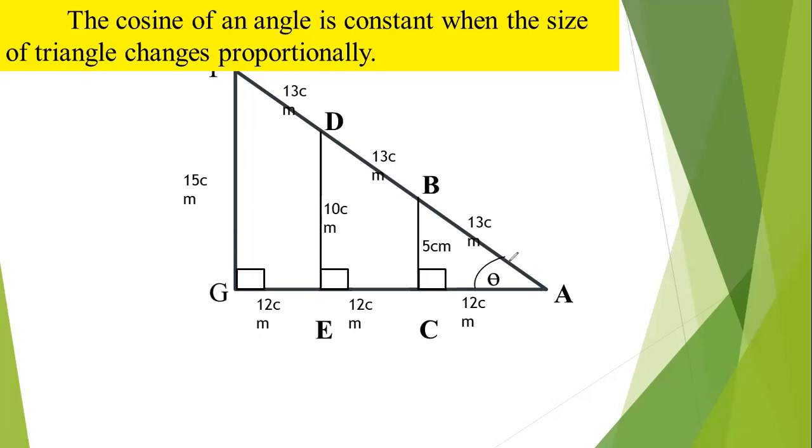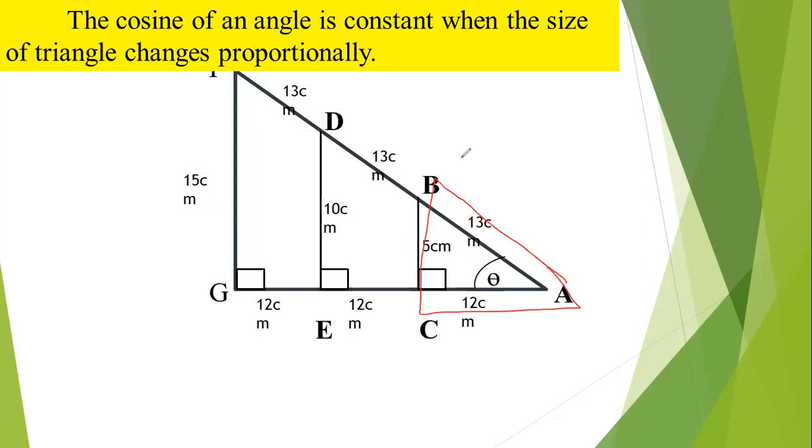The cosine of an angle does not change when your triangle changes proportionally. Proportionally means in the same ratio. Taking this example, how many triangles can you see? 3. So we have triangle A, B, and C.